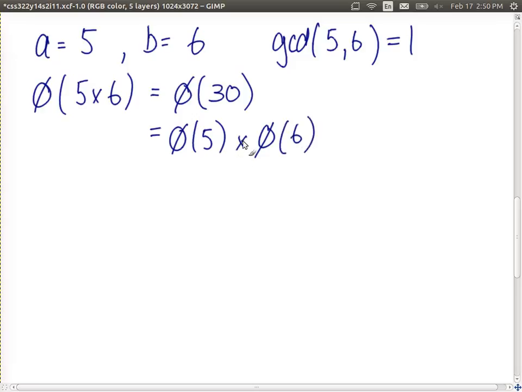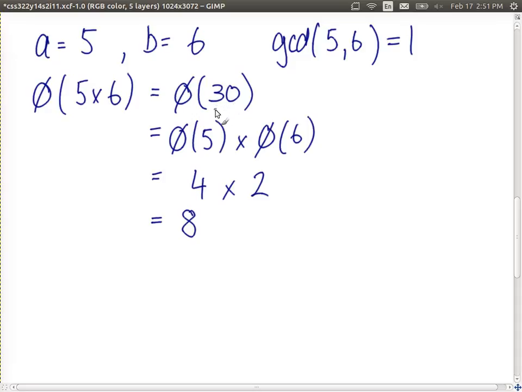So calculating the totient of smaller numbers is easier. There are fewer numbers to try. And in fact, when one of them is prime, the totient of 5 is 4. Of 6: 6 is not prime, so we can check 1, 2, 3, 4, and 5. 1 is relatively prime with 6. 2 is not. 3 is not. 4 is not. 5 is. So 2 is the answer there. 4 times 2, so the totient of 30 equals 8. We don't have to calculate in the brute force way of trying all the numbers up until 29.